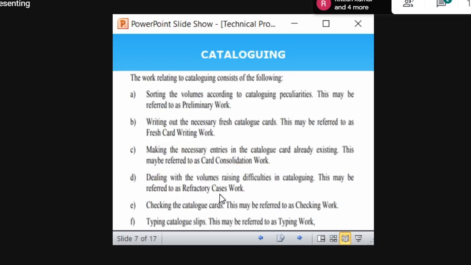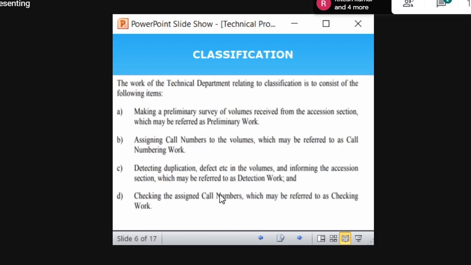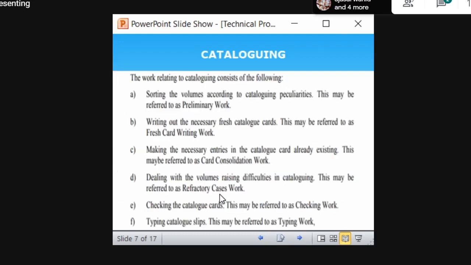So these are the four primary works done by the classification department of the technical section. Remember that. Now we are going to the cataloging department of the technical section. What they do is sort the volumes according to cataloging peculiarities. Again, they will do the preliminary work, based on the cataloging peculiarities, whether AACR or CCC. Whatever section it is, they have to do the preliminary work first, and then they will write. Remember, we are talking about the manual era.